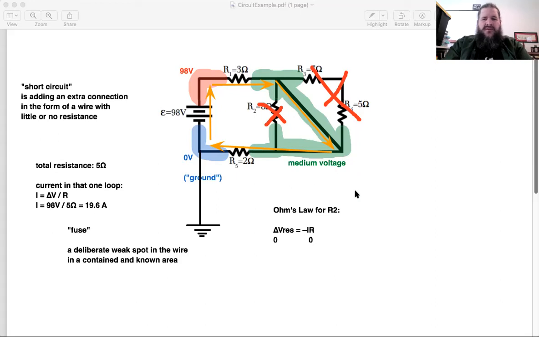So that's really what a fuse does. A fuse is just this deliberately designed weak point in a known safe location, so that if there's a short circuit, it doesn't cause any serious damage and it's easy to replace. Any questions on that so far?